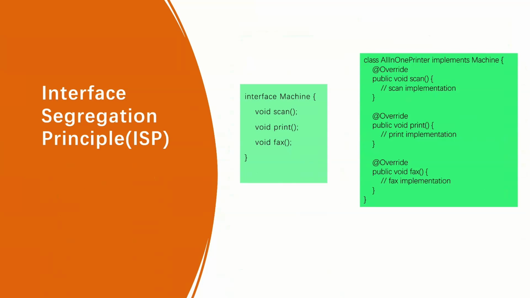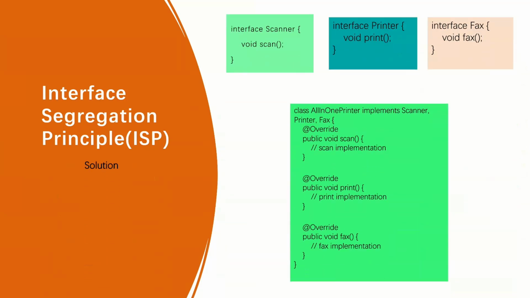To adhere to the interface segregation principle, we should split the machine interface into smaller, more focused interfaces. In this refactored implementation, we have separate interfaces for each functionality: scanner, printer, and fax. The all-in-one printer class implements only the interfaces it needs, adhering to the interface segregation principle.